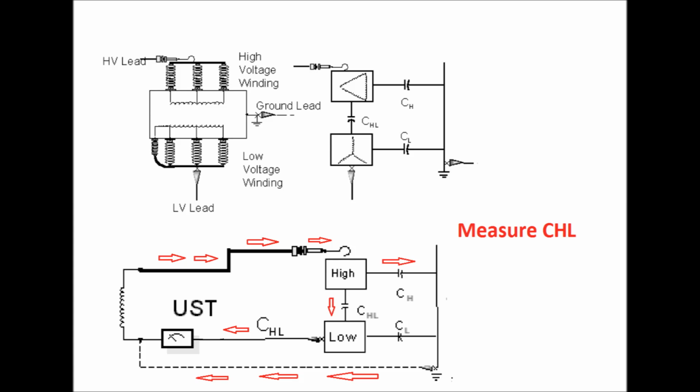Since it is a UST mode, it automatically eliminates the current flowing through the ground path. So it only measures the current through the high voltage winding to the low voltage winding. Therefore, in this method it only measures the capacitance between the high voltage winding and the low voltage winding. So it measures the CHL.